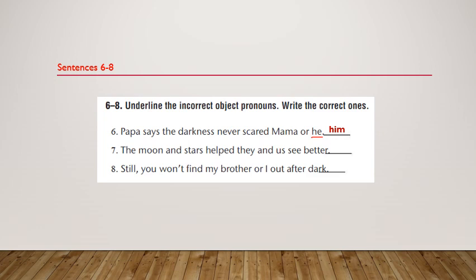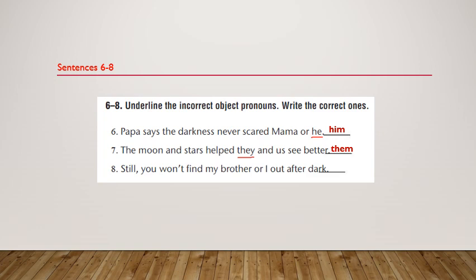This is grammatically wrong. The moon and stars help they and us see better. Where is the mistake? That's correct. They is the mistake. What do we say instead? Excellent. We say them. So the moon and stars help them and us see better. We don't say they. This is again grammatically wrong.